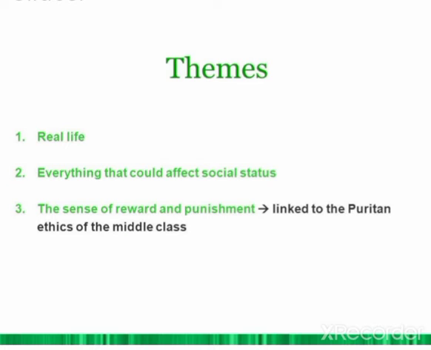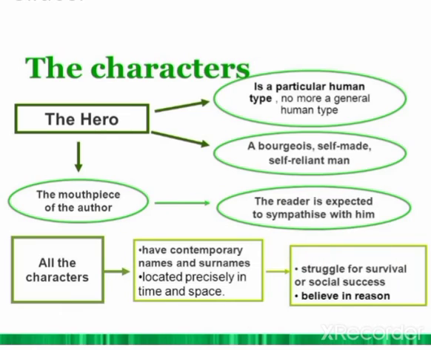The sense of reward and punishment, which was linked to the Puritan ethics of the middle class, was also another important theme. Coming to the characters, the hero was usually the mouthpiece of the author, and the reader is expected to sympathize with him. He is a particular human kind, not a general human type as we find in drama of the earlier period. He is a bourgeois, self-made, self-reliant man who emerges successful after a few episodes of misfortunes.